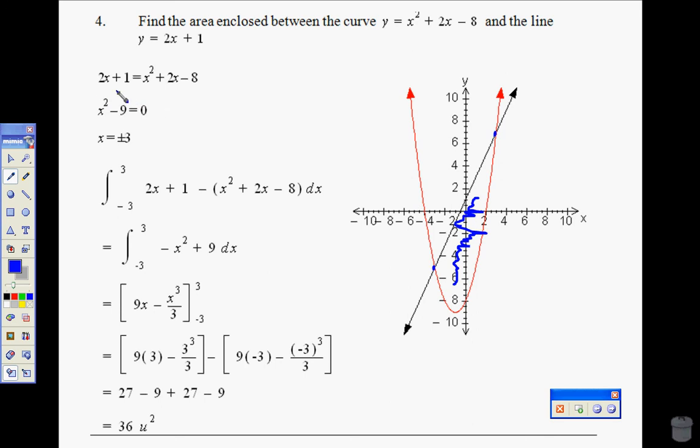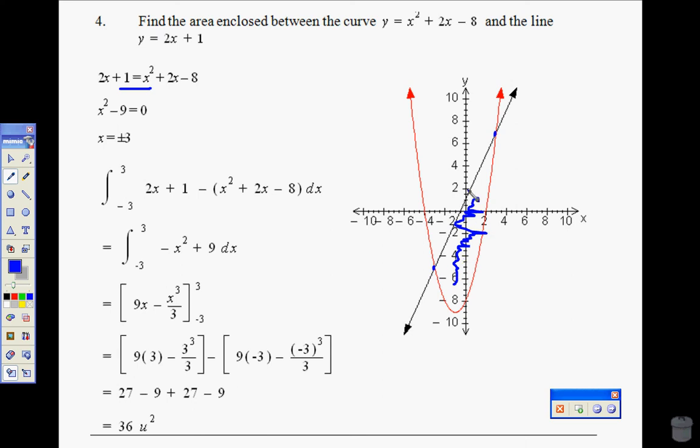To solve them simultaneously to find where they intersect, we put 2x plus 1 equal to x squared plus 2x minus 8, solve that quadratic, and we come down to x is equal to plus or minus 3. So there's minus 3 where they intersect here, plus 3 where they intersect there. It's not a case where we can double our area, because it hasn't got any symmetry there.